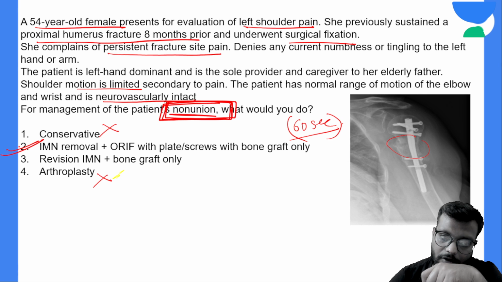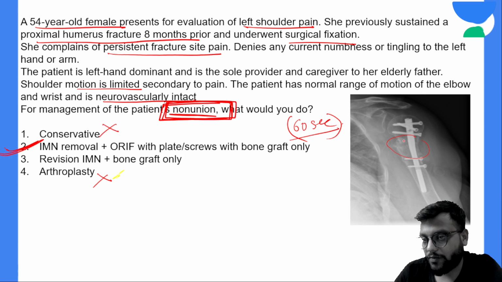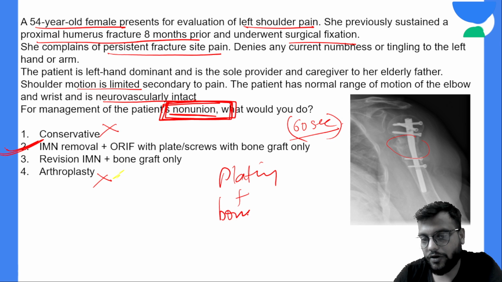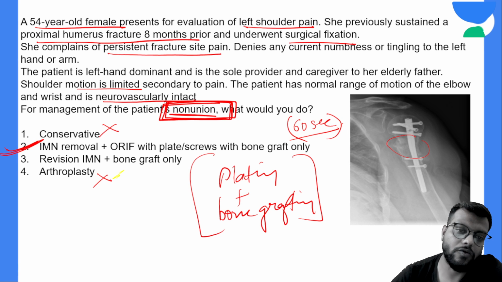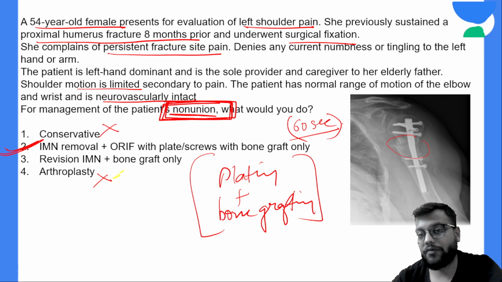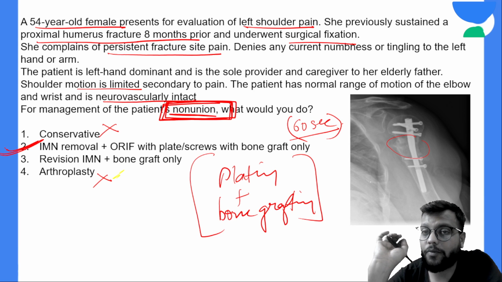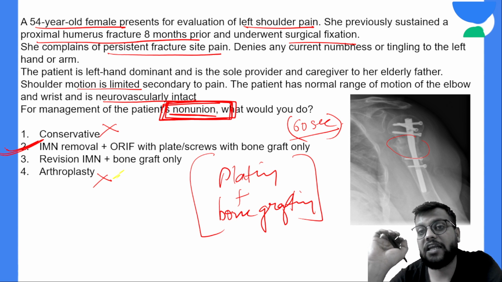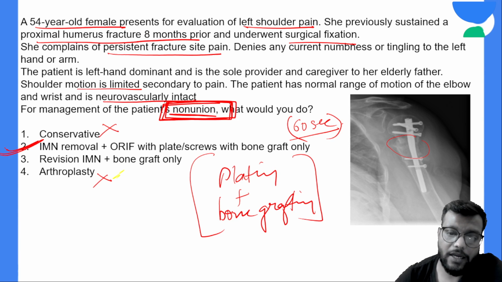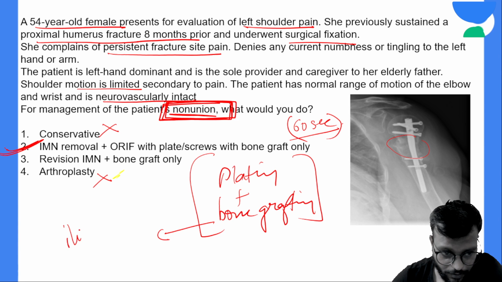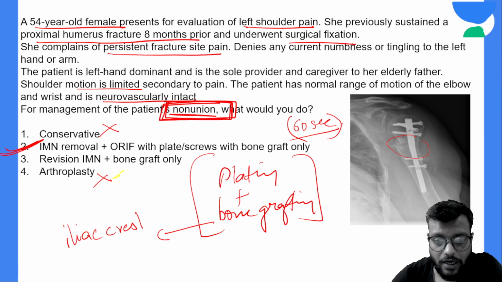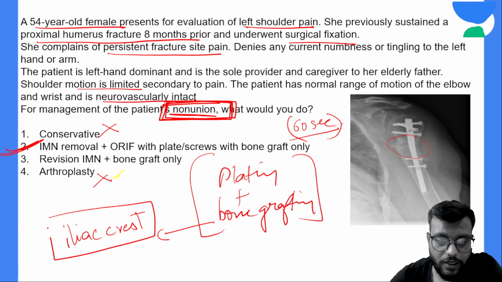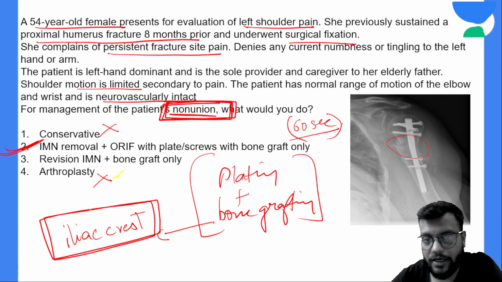So the treatment of choice will be the second, that is, first you will remove the nail, reduce, and fix the reduction by plating with bone graft. This is your treatment of choice, and in most non-unions you go for this only. Now for taking bone graft, the most common and best place is your iliac crest. Okay, remember iliac crest, or you can take it from the olecranon as well. So the best is your iliac crest.